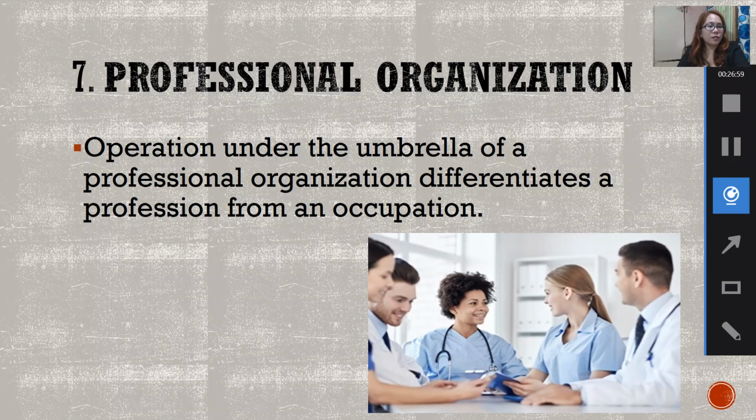And number 7 is professional organization. Okay. So, this means that nursing operates under the umbrella of a professional organization. It differentiates a profession from an occupation. So this means that nurses need to work with their professional organization. So ano ba yung mga professional organization that we have in America?